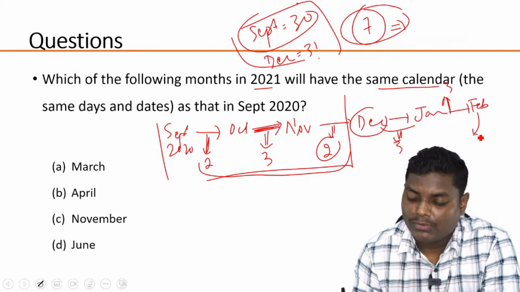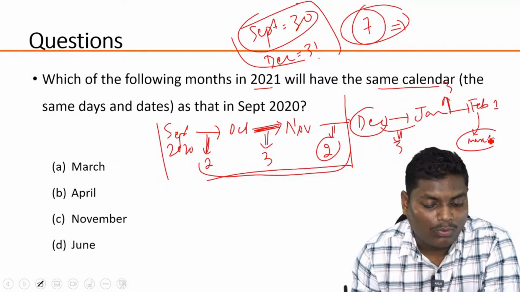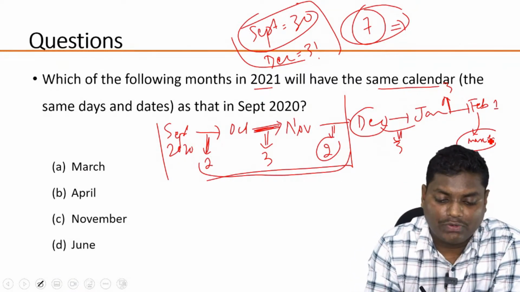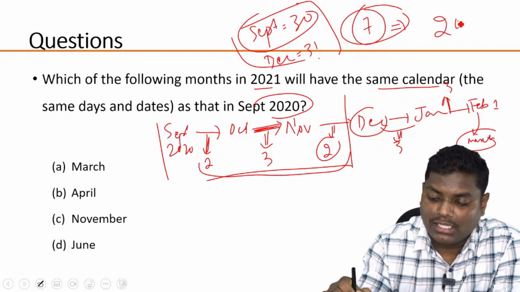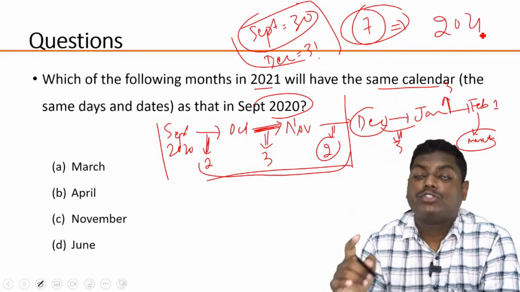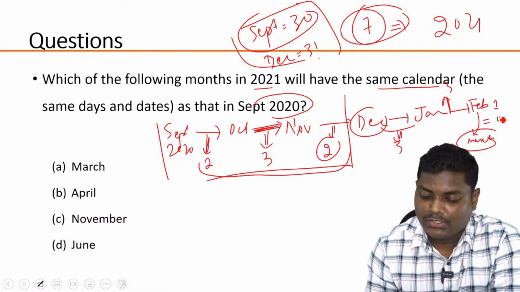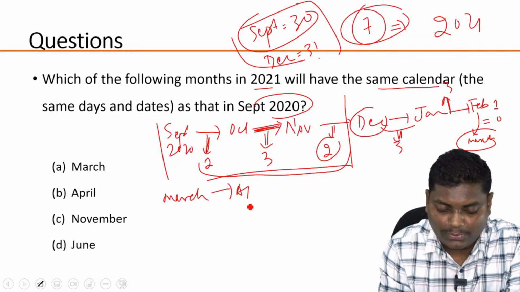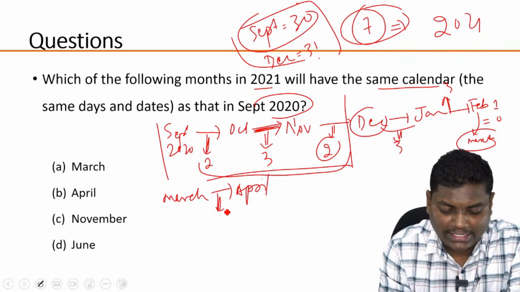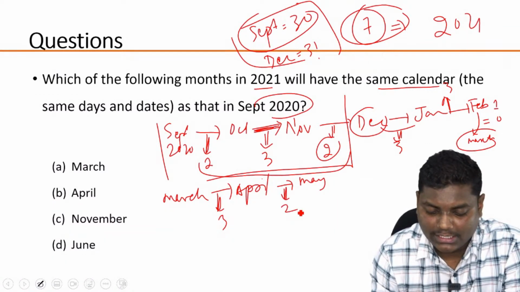From February 1st to March 1st, since it is said to be 2020, so now we are in Feb 2021, so it's not a leap year. So 28 days, so this will be 0. Again, from March to April, we're having 3 days. From April to May, 2 days. And from May to June, 3 days.